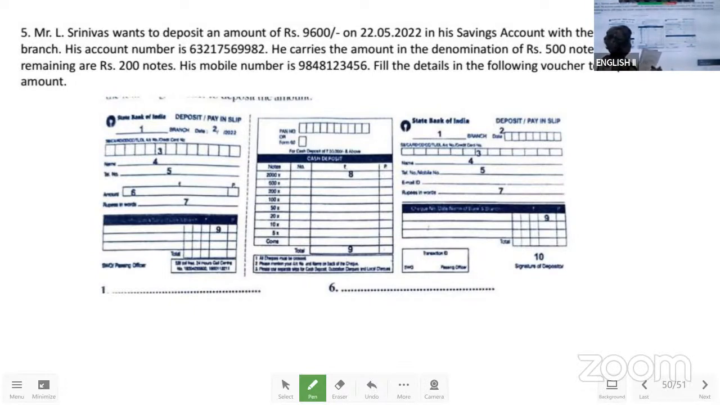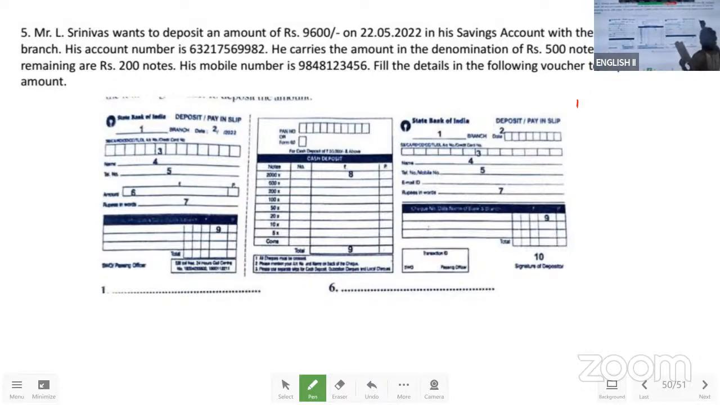22nd 5, 2022 in his savings account with the SBI Asifabad branch. His account number is so and so. He carries the amount in the denomination of 500 notes, 18, and the remaining 200 notes. His mobile number is so and so. Fill the details in the following voucher to deposit the amount. The first one is branch. What is the branch? SBI Asifabad. Here. So you can just, I'm not writing, I've pointed out.